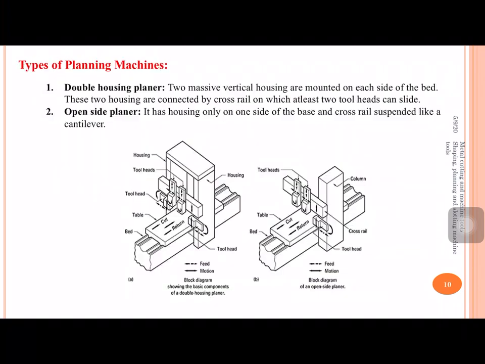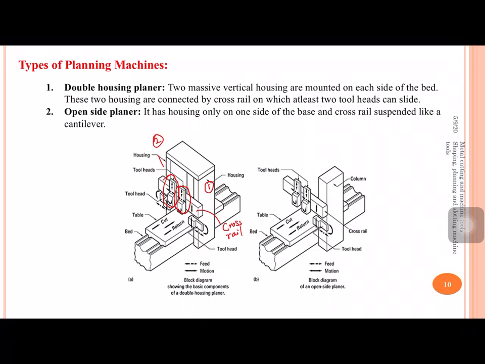Now let us look into the aspects related to the classification of planing machines. First one is the double housing type. In double housing type, there are two columns here. These are the two columns, you can see 1 and 2. And these two columns are connected by a horizontal member which is called the cross rail. And you can see on the cross rail we are placing two tool heads, and these tool heads are holding the single point cutting tools.